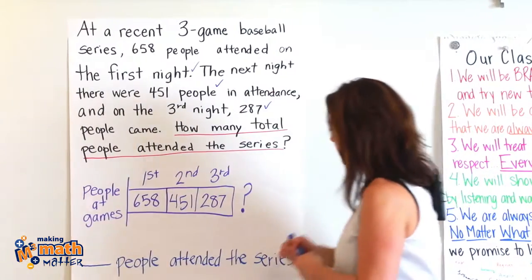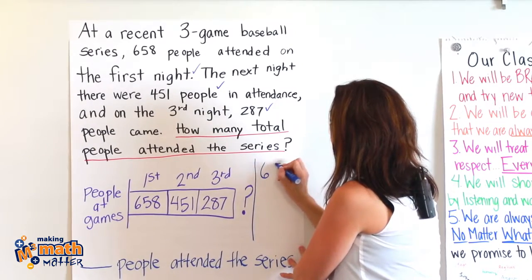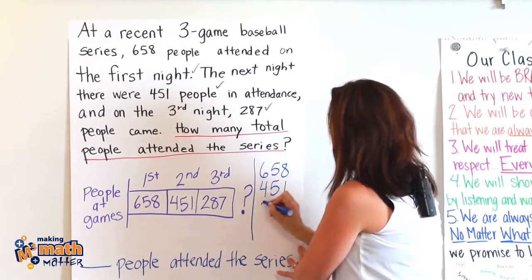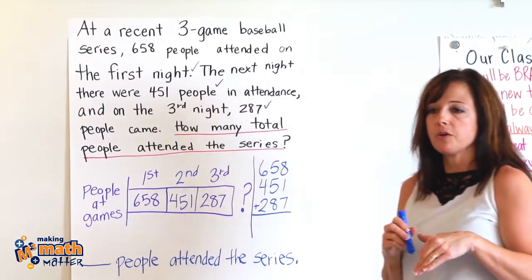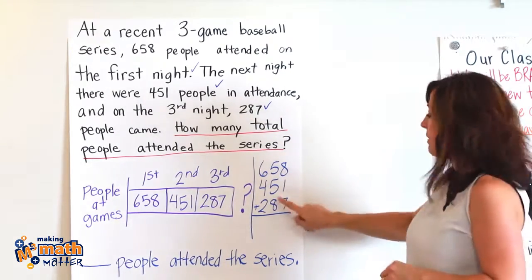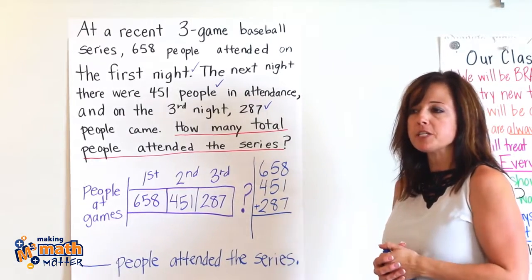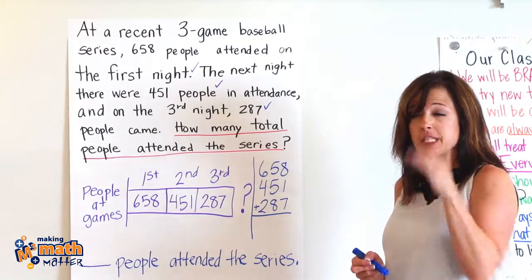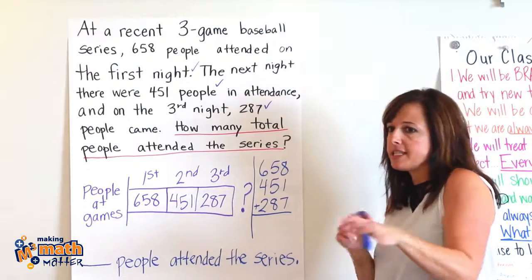All right, so I'm gonna come over here and I'm just gonna draw a little line and I'm gonna write down my 3 numbers. 658, 451, and 287. And I know I'm gonna add those together. Sometimes kids like to take 2 numbers and add them and then add the 3rd number. That's totally fine. If that works better for you as a mathematician, that's what you need to do. Tell you what, let's all add this problem. I'm gonna add up here and you check me because sometimes I make mistakes, so check me and see if we get the same answer.